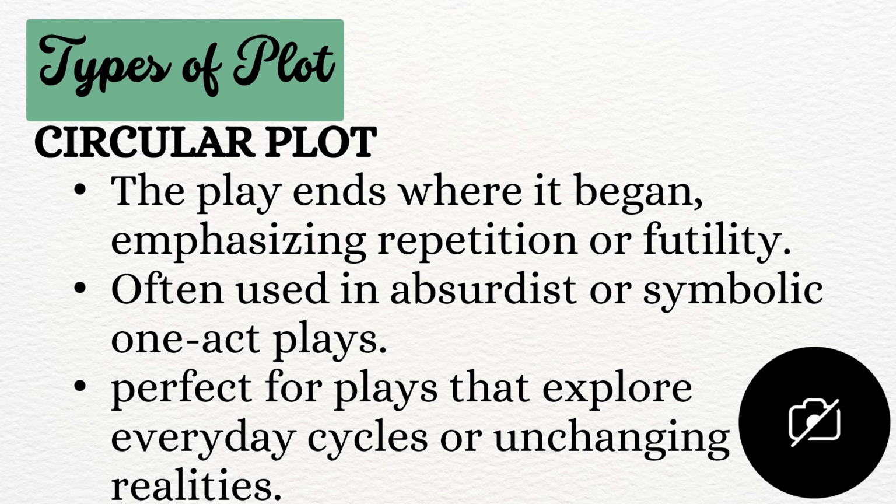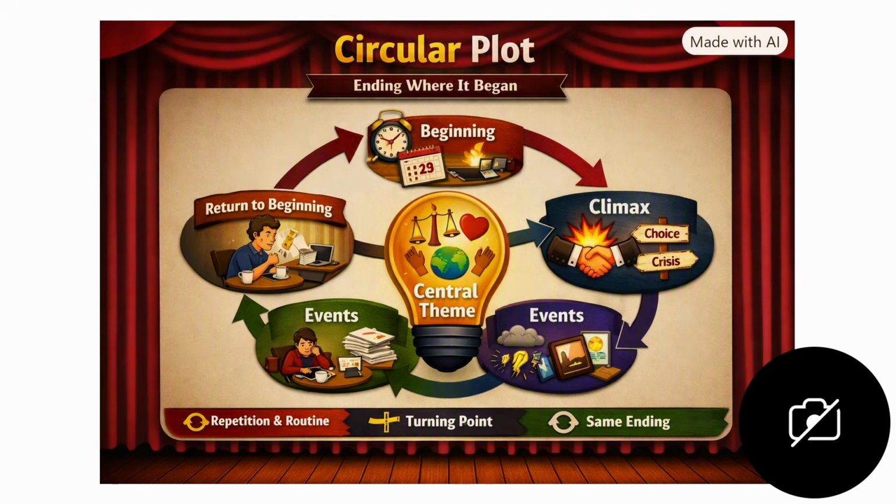Now, I think that this would be the last one. This is what we call a circular plot, where the play ends where it began, emphasizing repetition or futility. Often it is used in absurdist or symbolic one-act plays, perfect for plays that explore everyday cycles or unchanging realities. So, in the circular plot, the ending would also be the beginning. Okay, so the beginning and then the climax and then sets of events and then back to the beginning.